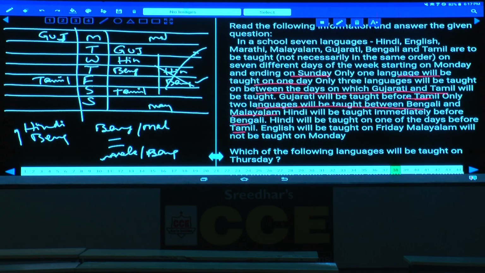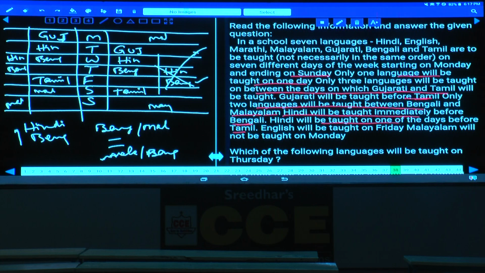Done with this? Now Bengali and Malayalam. Now in this one, Hindi and Bengali, if Hindi is here, then Bengali will be here. Between Bengali and Malayalam, how many should we have? 2. Then Malayalam will be here. The other case could be Hindi at this place and Bengali here, then Malayalam can be here. This is the other case. Isn't it? Hindi will be taught immediately before Bengali.